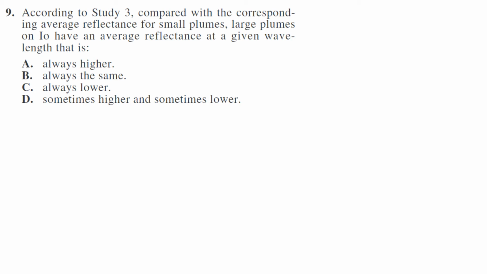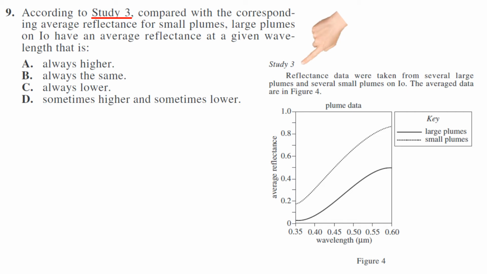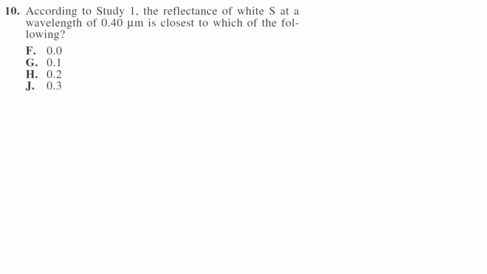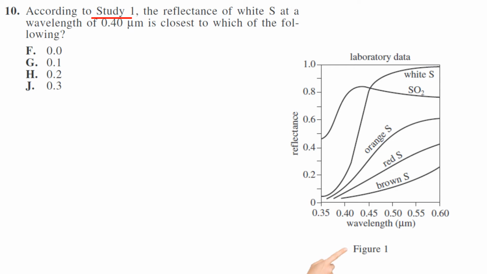Question number 9. According to study 3, put your finger on study 3, make sure you're on the correct one. Compared with the corresponding average reflectance for small plumes, so average reflectance, small plumes, that's the dotted line. Large plumes, so that's going to be the solid line, have an average reflectance that is. So we're saying large plumes are what in compared to small plumes? There's the large plumes, and they are always lower. So C.